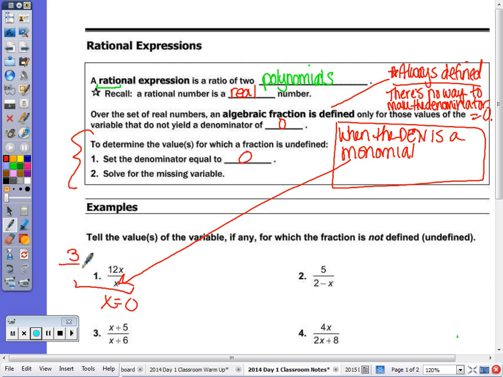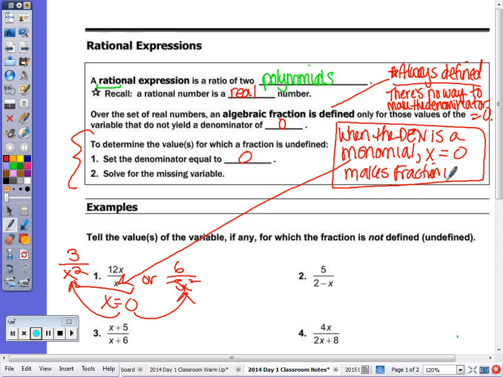It could be something like 3 over x squared. If you substitute zero, zero squared is zero, the bottom is zero. Or 6 over negative 5x squared. Plug in the 0. 0 squared is 0, and 0 times negative 5 is 0. So let's finish that statement. When the denominator is a monomial, x equals 0 is the answer. So x equals 0 makes the fraction undefined. And I'm going to abbreviate.